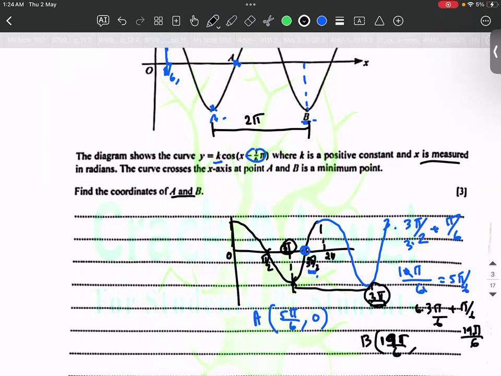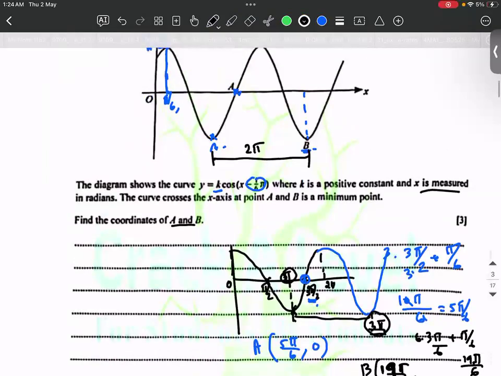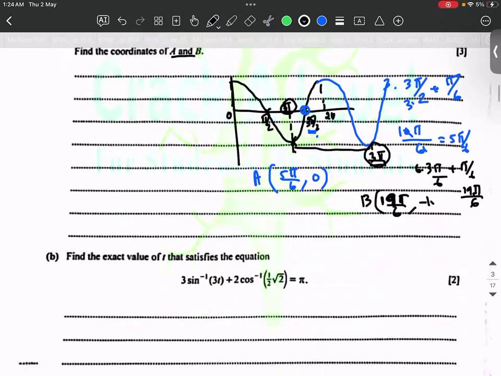Now what about the minimum value? Usually for the cos x graph, the minimum value is minus 1, but that is being multiplied by k. So it is minus k. Therefore, the coordinate is 19 pi by 6, minus k.